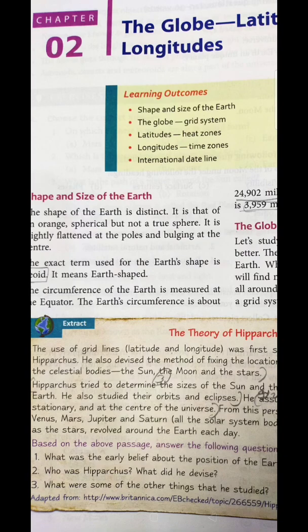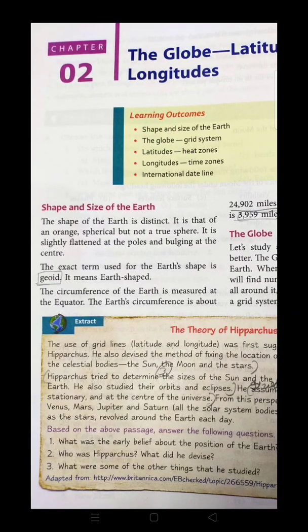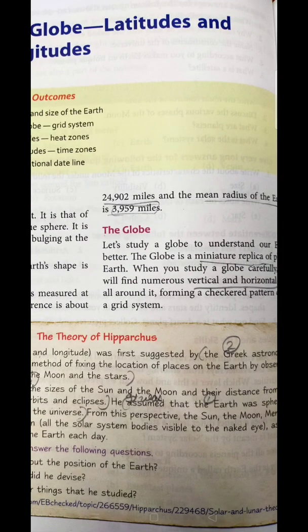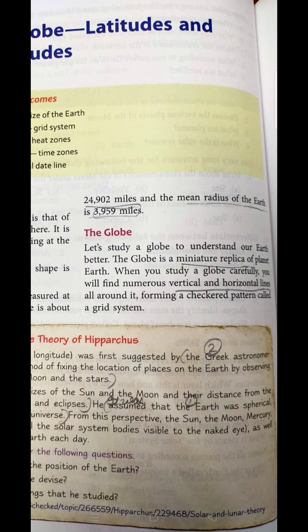Okay, so how does the shape of the earth look? The exact term used for the shape of the earth is geoid. What is the meaning of geoid? Geoid means the shape of the earth. So if someone asks you what is actually the shape of the earth, it is slightly flattened at the poles and bulging at the center, and that is the reason it is considered a geoid. The circumference measured at the equator is about 24,902 miles, and the radius of the earth is 3,959 miles.